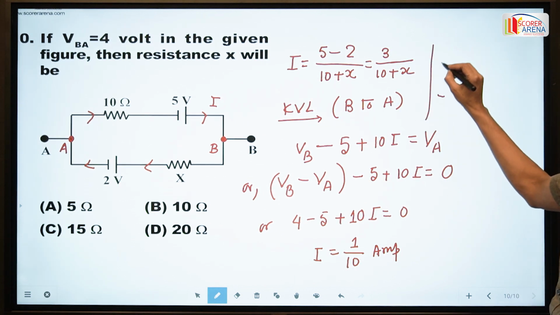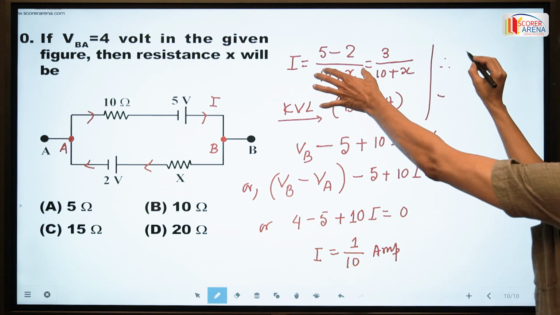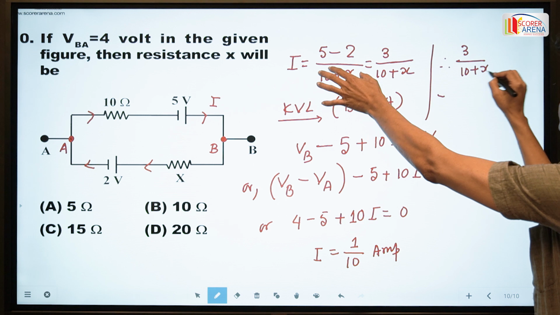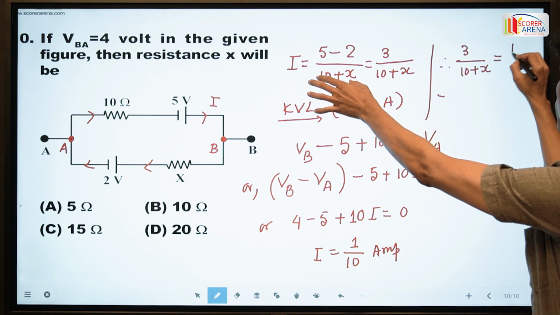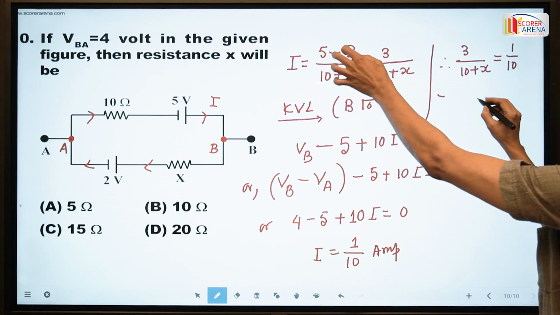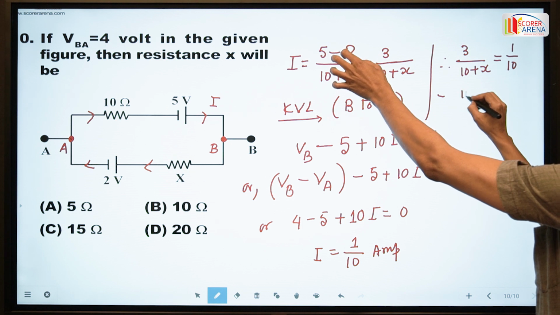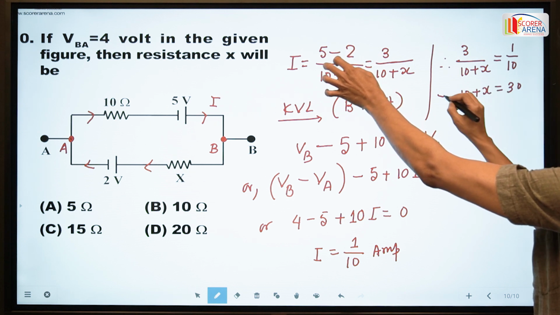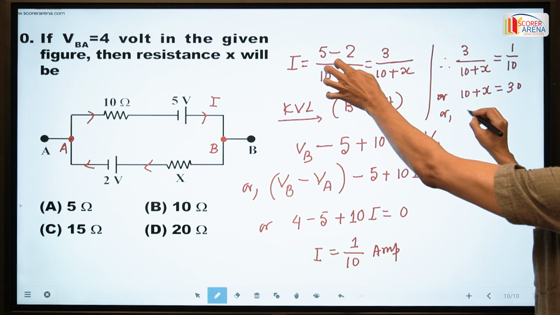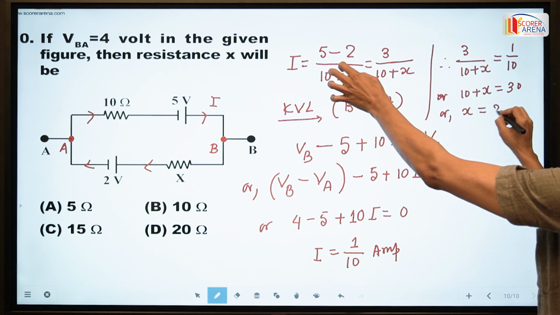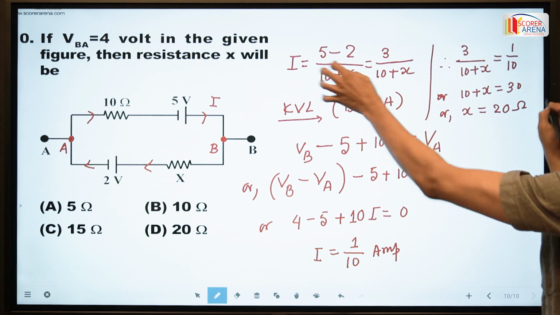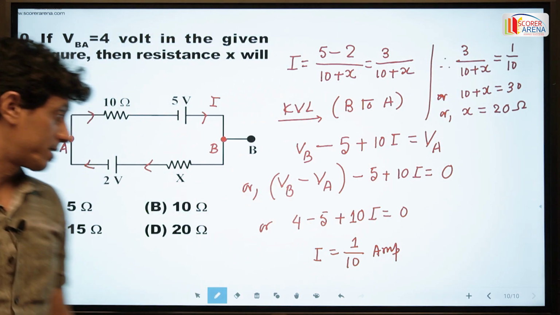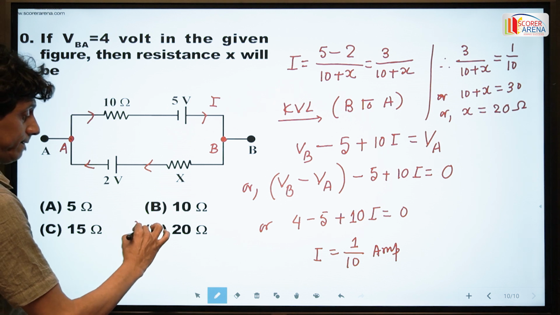And equating, 3 by 10 plus x is equal to 1 by 10. So 10 plus x is equal to 30, and X is equal to 20 ohm. So here the right option is D.